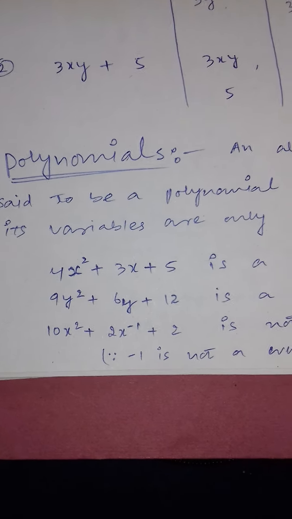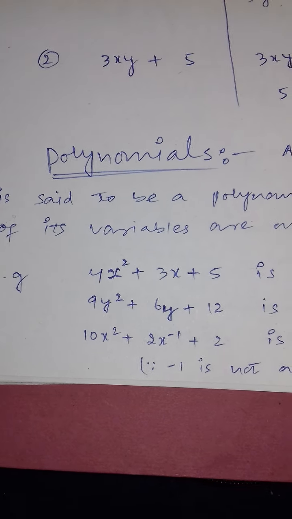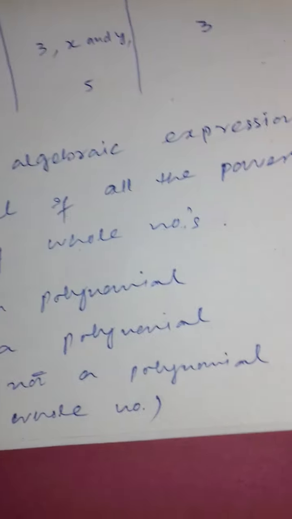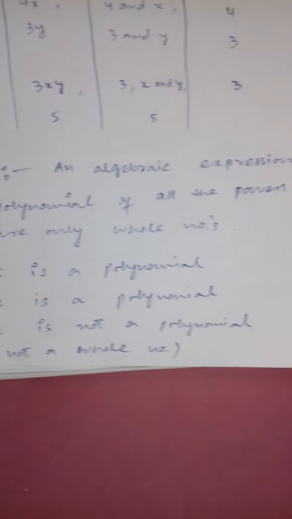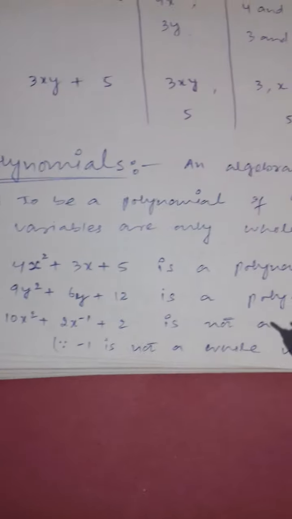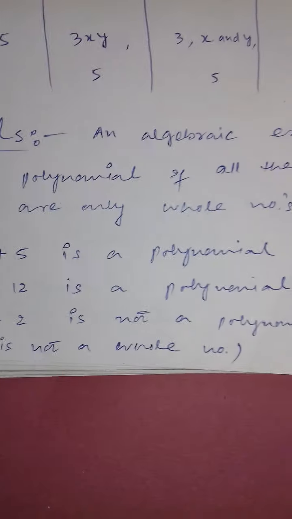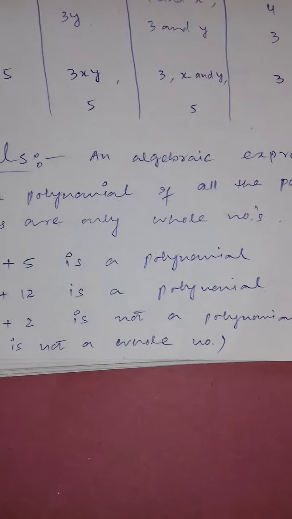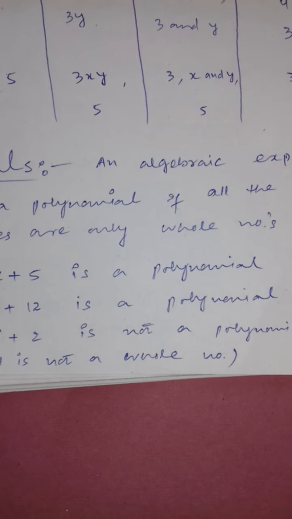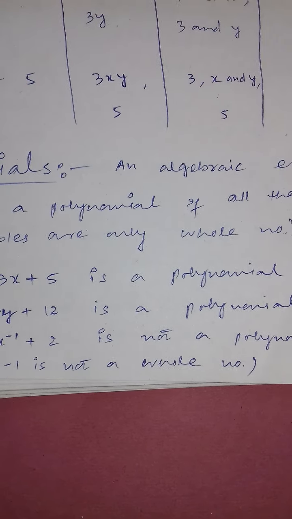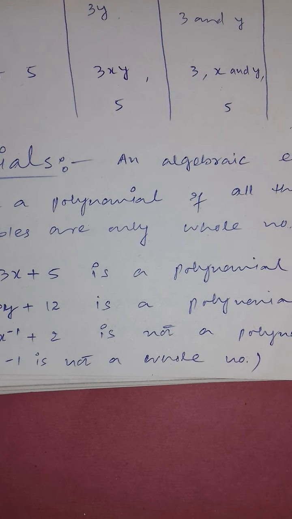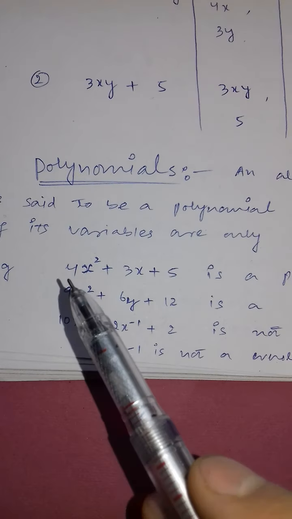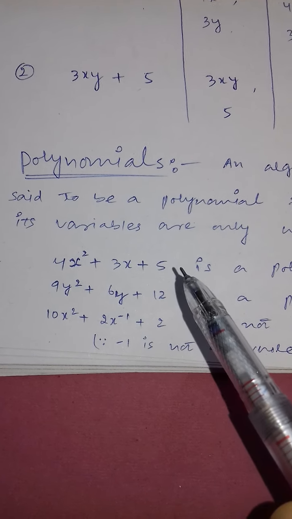So first of all, what is a polynomial? What is the definition of polynomial? It's an algebraic expression. An algebraic expression is said to be a polynomial if all the powers of its variables are only whole numbers. Means whatever the power of the variable is there in the expression, that must be a whole number. For example, 4x square plus 3x plus 5.